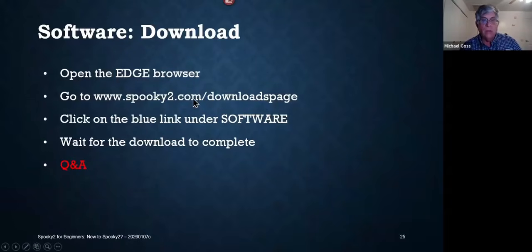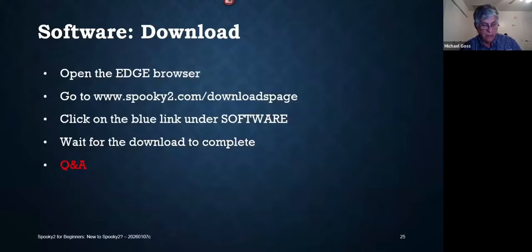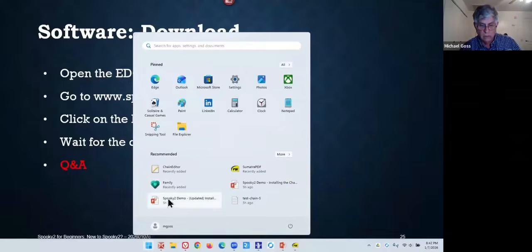You go to the spooky2.com downloads page, click on the balloon color software, and wait for the download to complete. This is just the downloads part. What this looks like, if I still have it open, did I close it? Geez, I closed Edge. I can't believe that. I'm supposed to leave it open. Fine, be that way. Let's see, Edge.